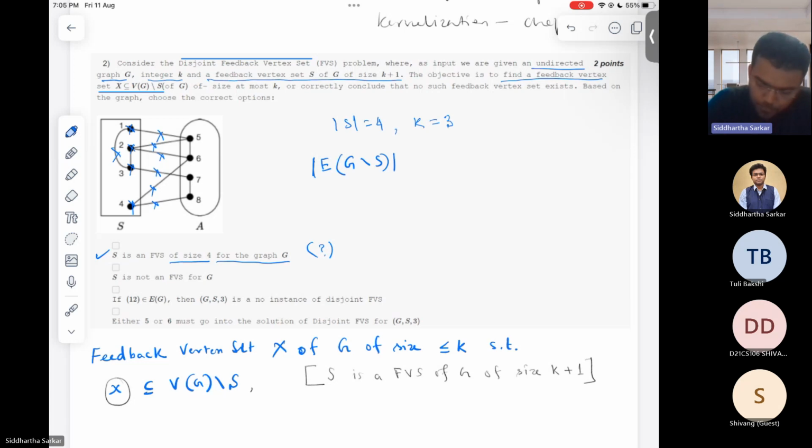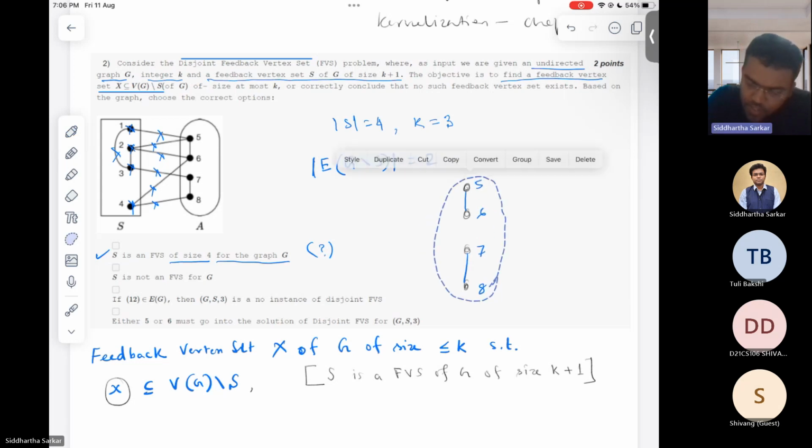So clearly, if we delete all the edges incident to 1, 2, 3, and 4, then we'll be left with edges that are confined within the vertices 5, 6, 7, and 8. Correct. You're right, Shivang. So these are the edges we'll be left with. So this is the reduced graph after removal of S. So is there any cycle in this graph?